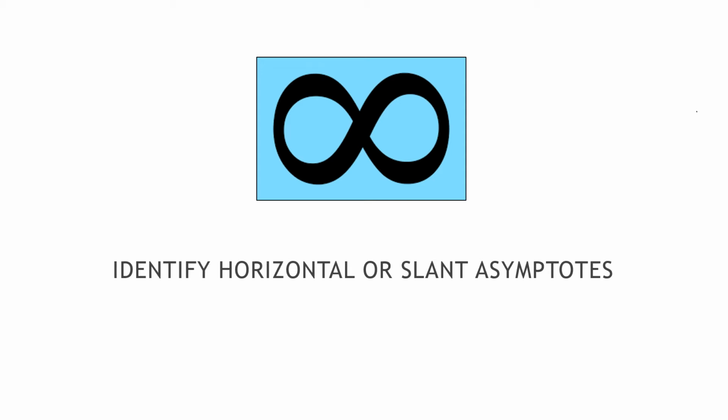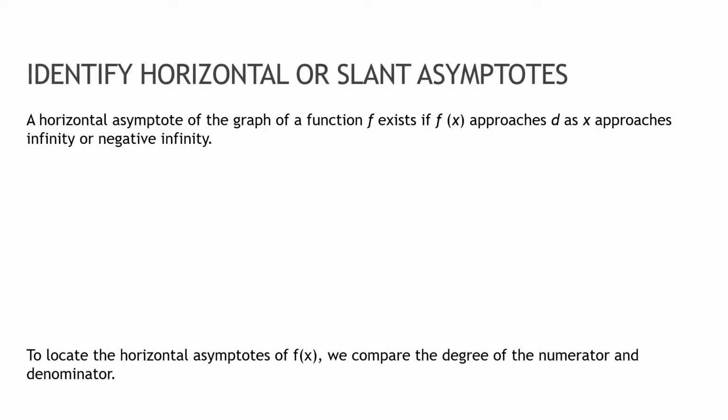Now that we know how to find a vertical asymptote, let's look at horizontal and slant asymptotes. We're going to start by looking at horizontal asymptotes, but I do want to point out that I use the word "or" for a reason, because you can only have a horizontal or a slant asymptote, or neither really, but you can't have both a horizontal and slant asymptote in the same function.